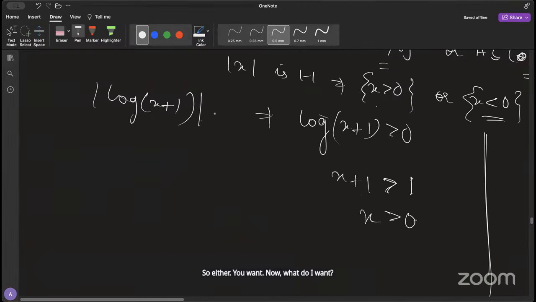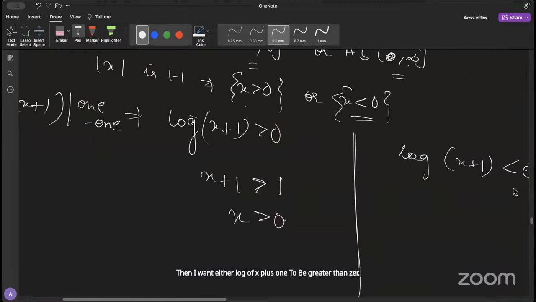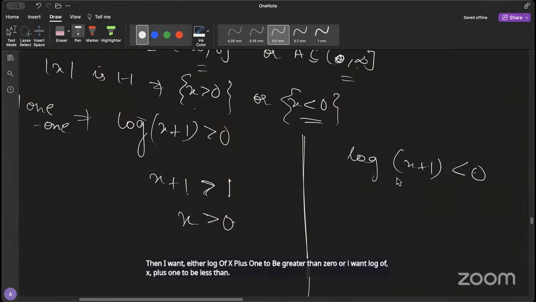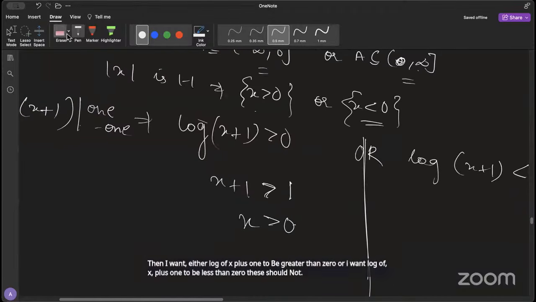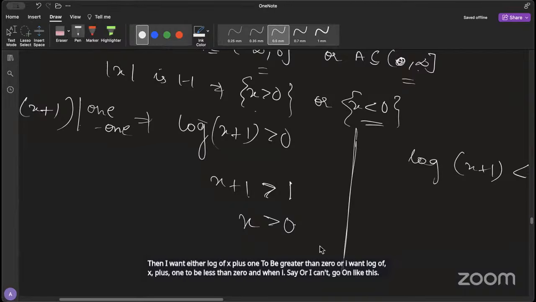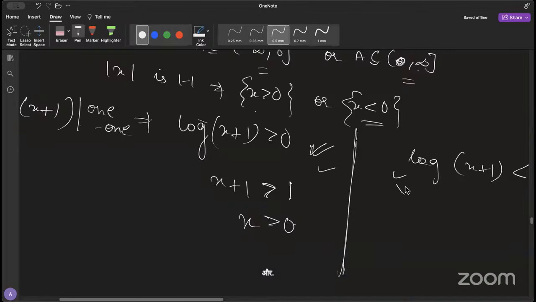If I want this to be 1-1, then I want either log of x plus 1 to be greater than 0, or I want log of x plus 1 to be less than 0. Now both of these should not simultaneously hold. It's or. Either this is true or this is true. That means if this is true, this should not be true, right?